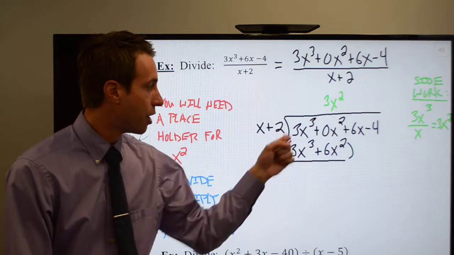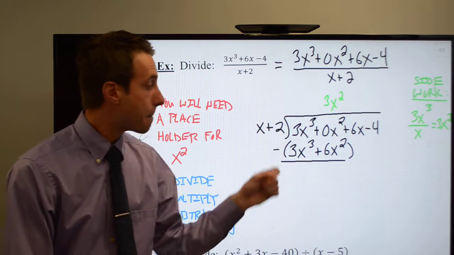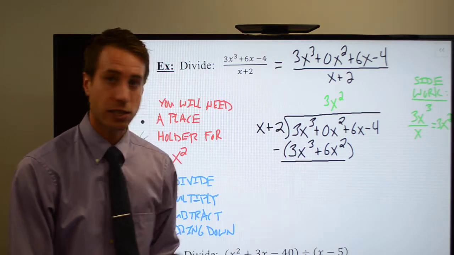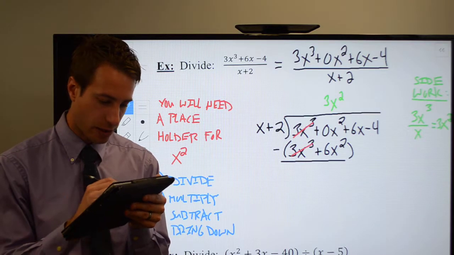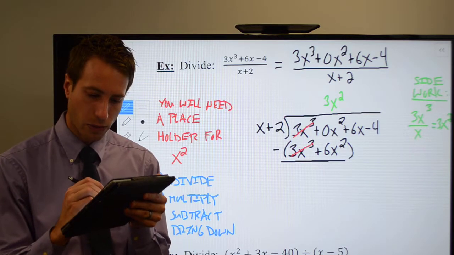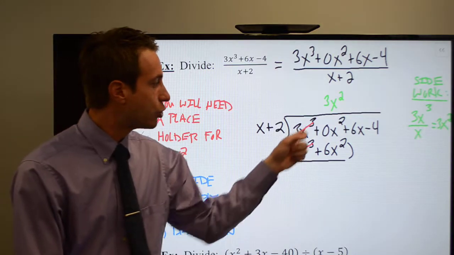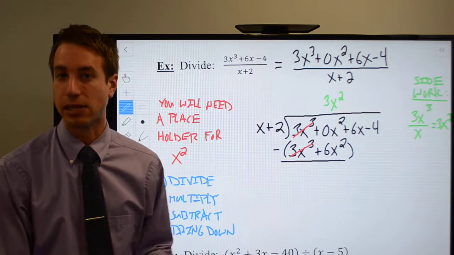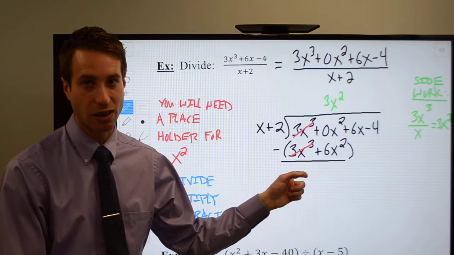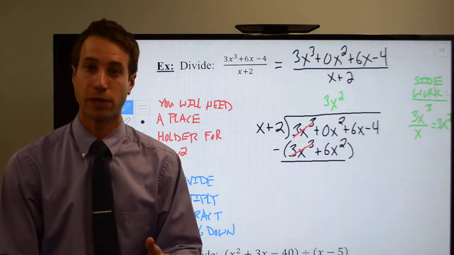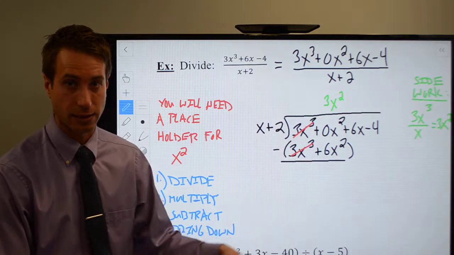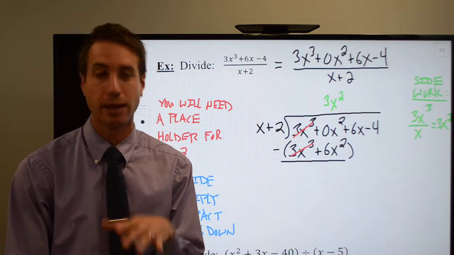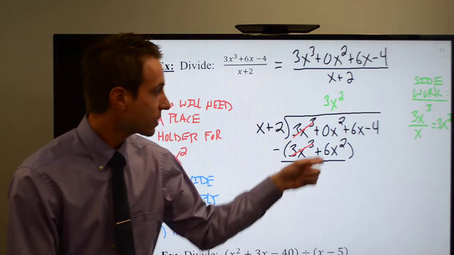So here's what I got. 3x cubed minus 3x cubed. Well, yeah, you guessed it. Those guys are going to cancel each other out. You're left with 0, which is awesome. In fact, you should get 0 there every single time. If you wind up with something here other than 0, you done goofed. Go back and figure out what you did wrong. Those guys will always cancel each other out. If you've done it right, they'll always cancel each other out.